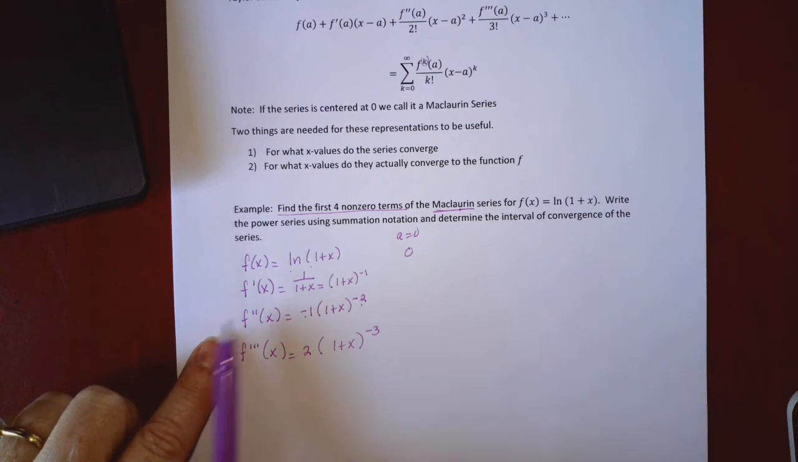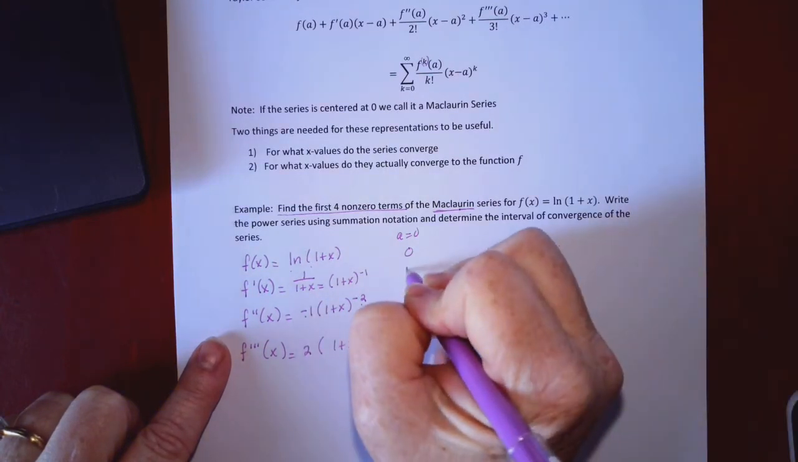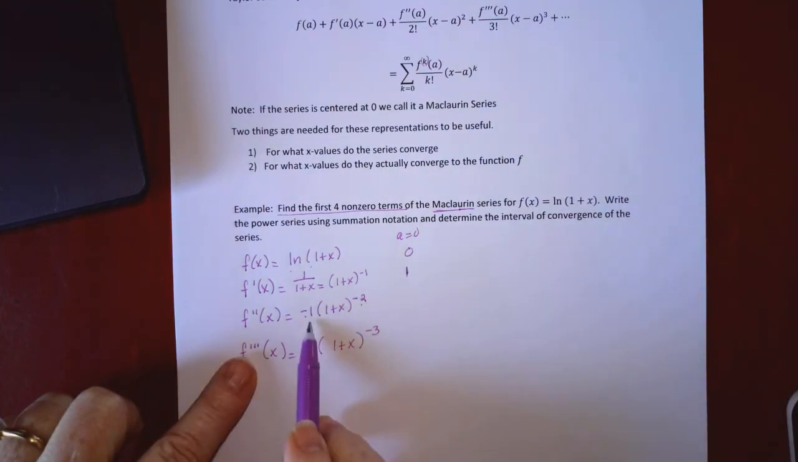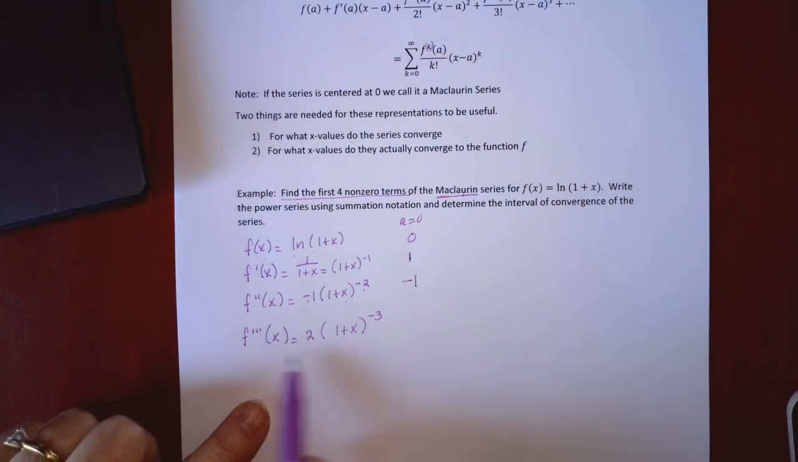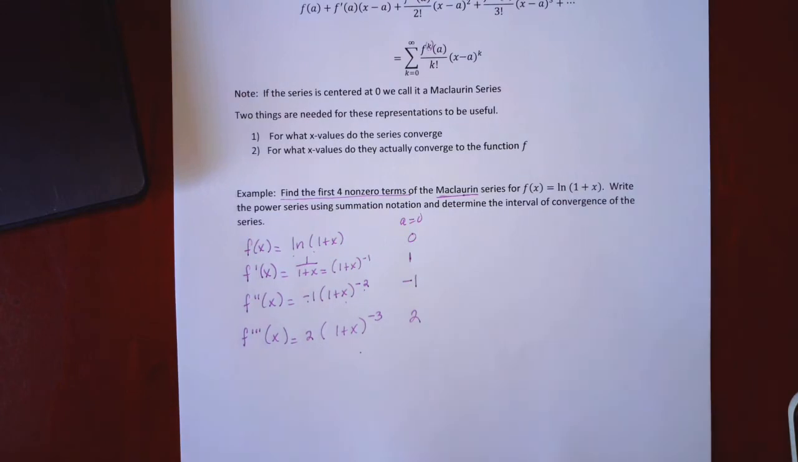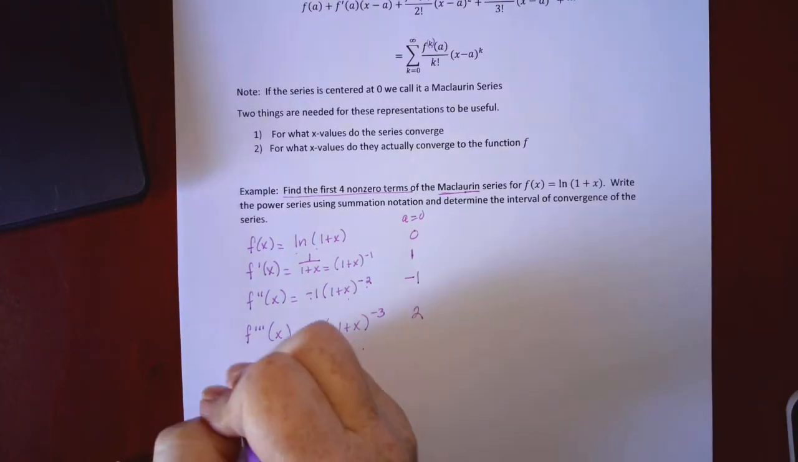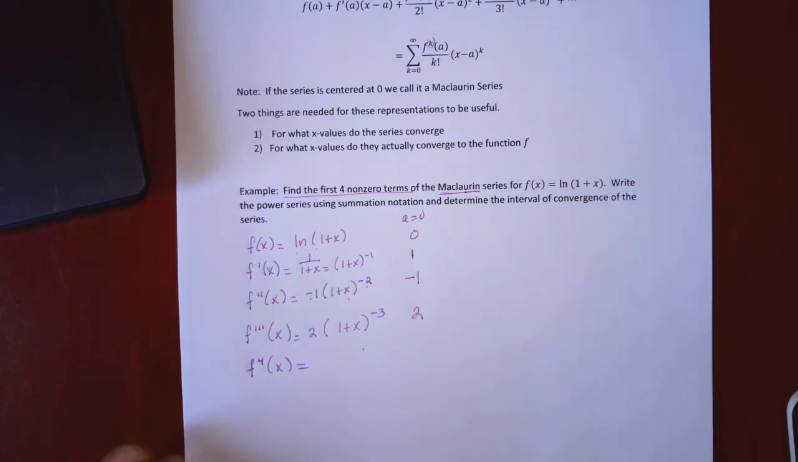If I plug in x equals 0 here, I have 1 over 1 plus 0, which is 1. If I plug in 0 here, I'll have negative 1 over 1, which is negative 1. And if I plug in 0 here, I will have 2. So at this point, I have enough derivatives taken that I will find 3 non-zero terms. Since I want 4, I'm going to go ahead and take one more derivative.